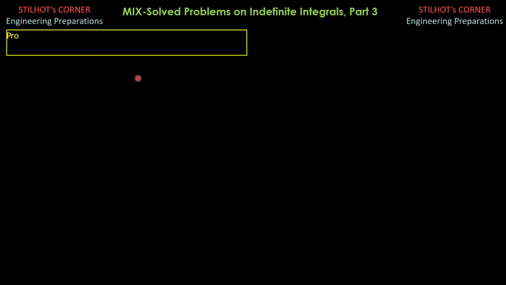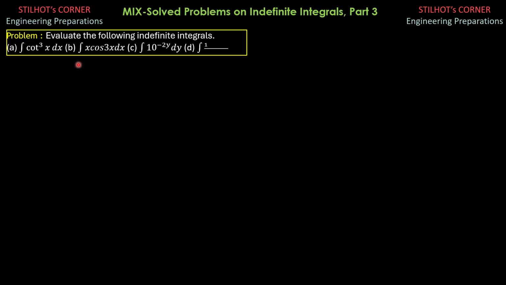So in this video, there are four exercises that I want to share with you. We have to evaluate the following indefinite integrals. One is cotangent cube x dx. Next is the integral of x cosine 3x dx, the integral of 10 to the negative 2y dy, and the integral of the quantity 1 plus cosine 2x over 1 minus cosine 2x dx.